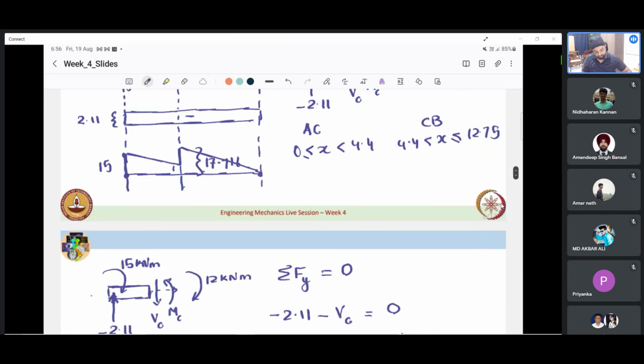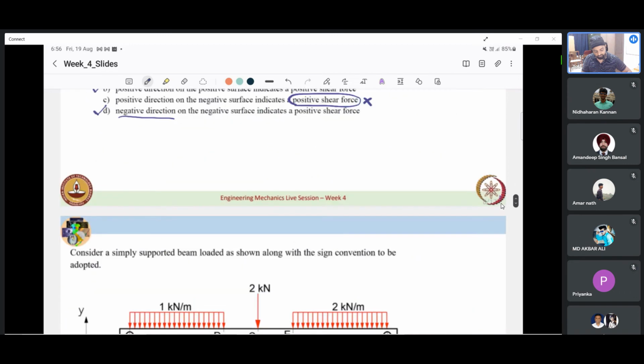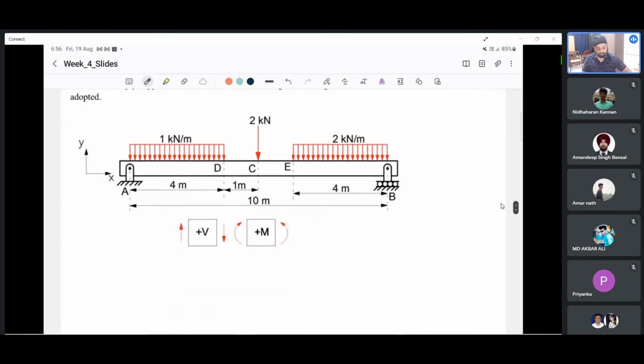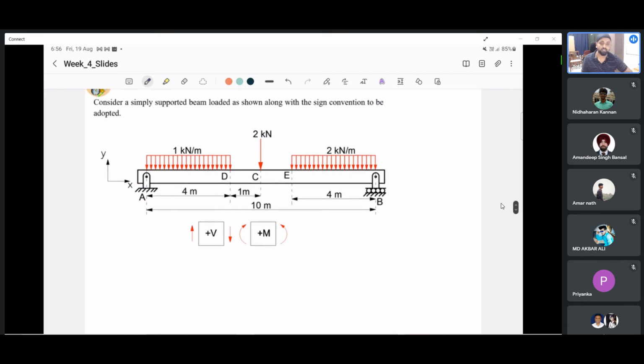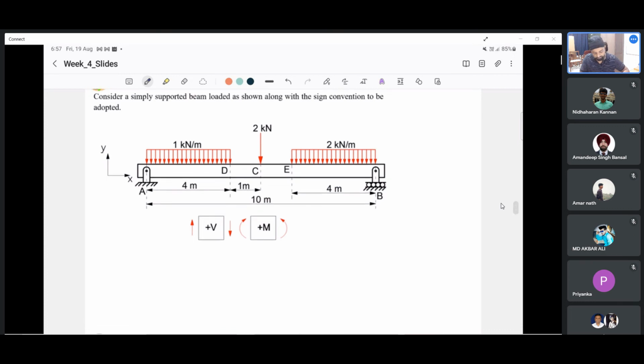In fact, I wanted to solve one more question today, which was this one. But I don't know if we have the time to do that. But anyway, let us start. We will just identify the key features of this problem, and then if there are any questions, please ask.